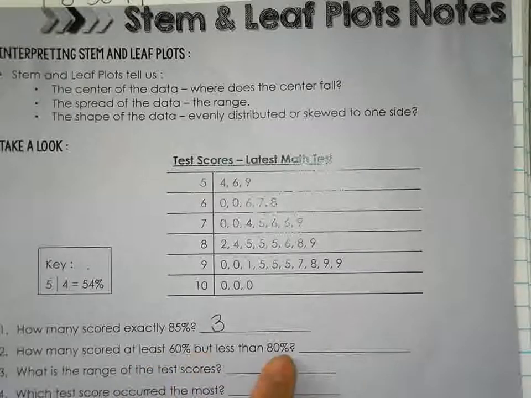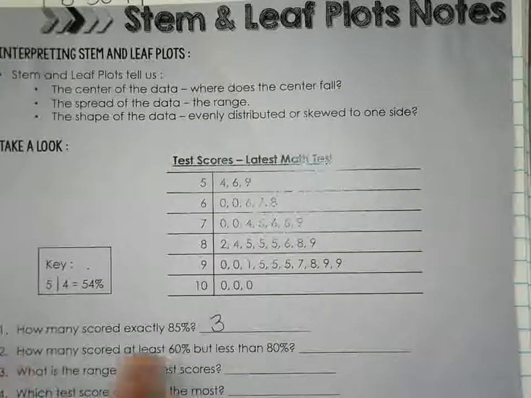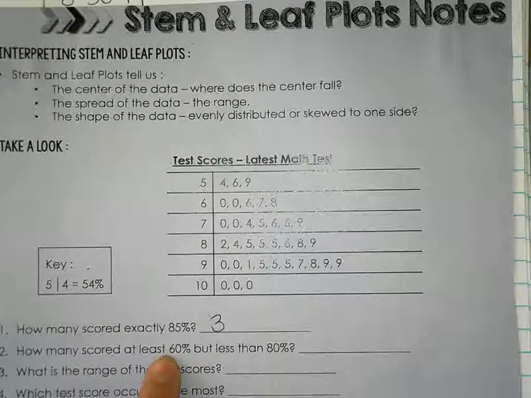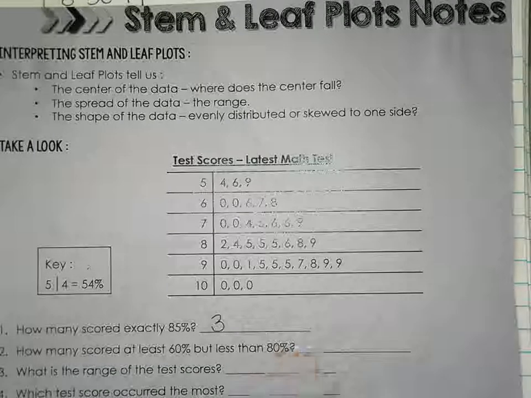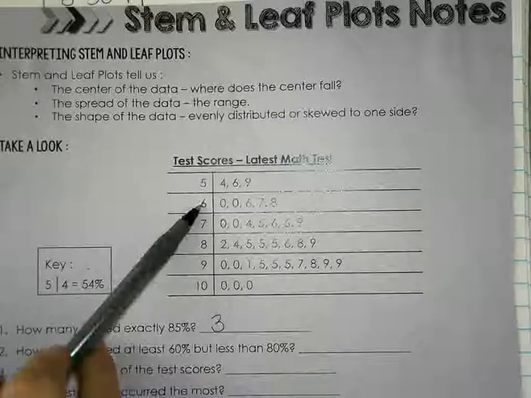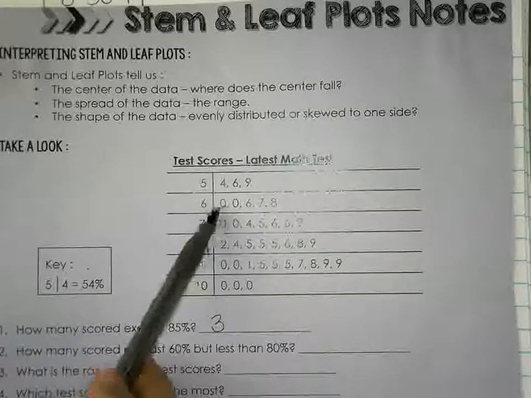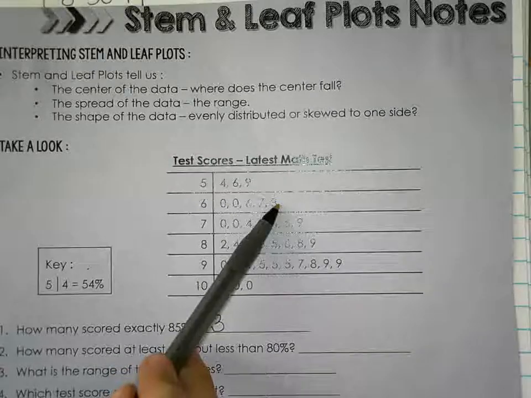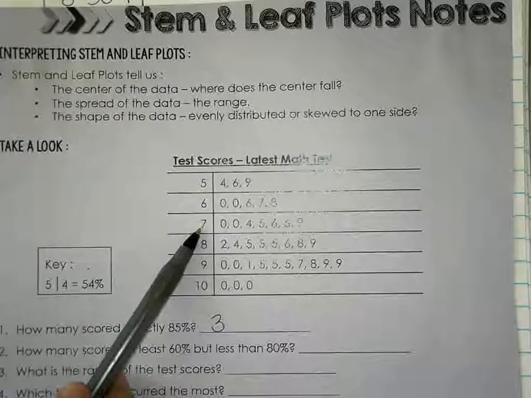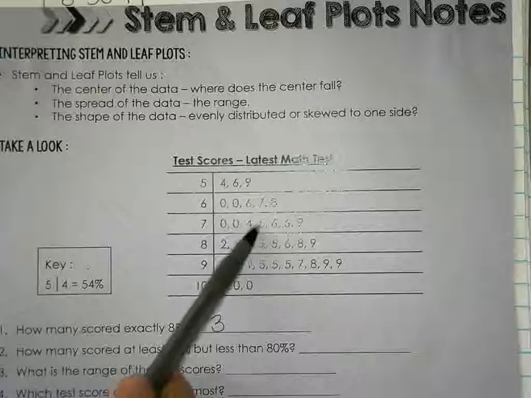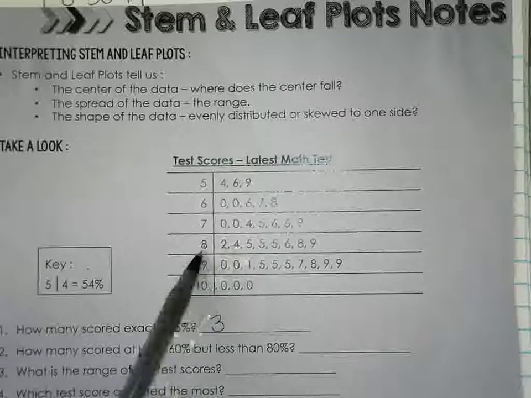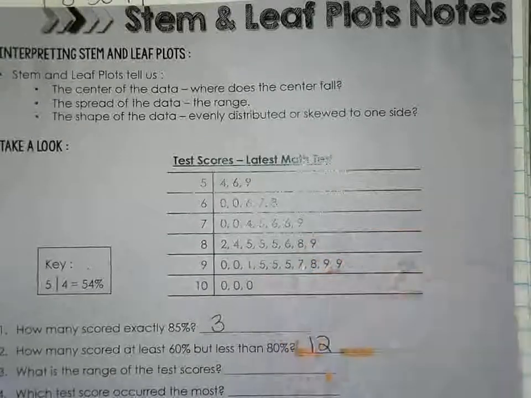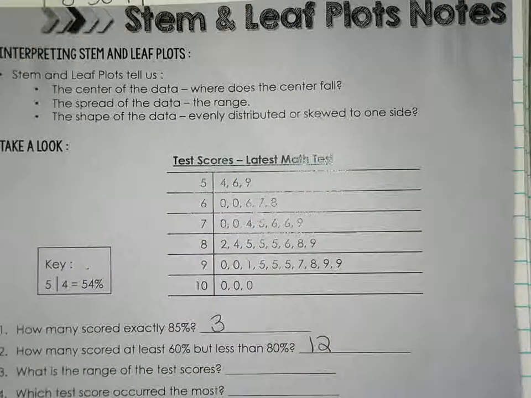Question 2 says, how many scored at least 60% but less than 80? So that means I want 60 or greater, but not an 80%. It has to be smaller than an 80. Okay, so I want 60 or more. So I go up to here, 60, so I can count here. 1, 2, 3, 4, 5. I can count all the 70s because they are in between the two numbers we want. So we're at 5, 6, 7, 8, 9, 10, 11, 12. Then it says less than 80, so I cannot have any number in my 80s, which means my answer is 12.